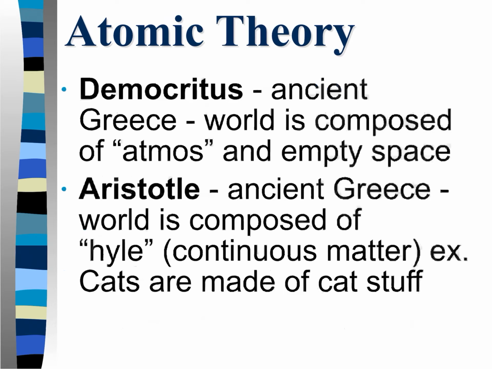The popular view was by a scientist named Aristotle. Now, I'm going to make this sound silly, but Aristotle is one of the greatest minds of all times. But this one he had wrong. What he said was that the world was composed of continuous matter, what he called hyle, and that different things had different types of matter that were unique to those things. For instance, a cat is made out of cat. A dog is made out of dog. There's some fundamental material that makes dogs dogs.